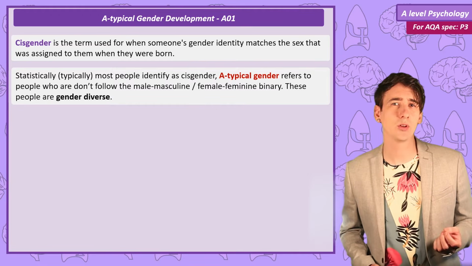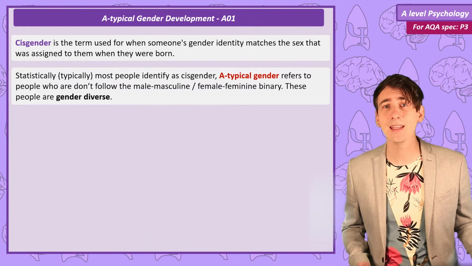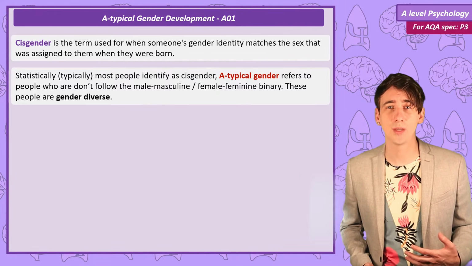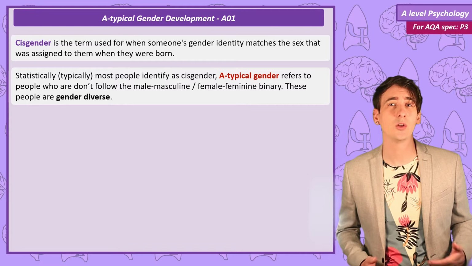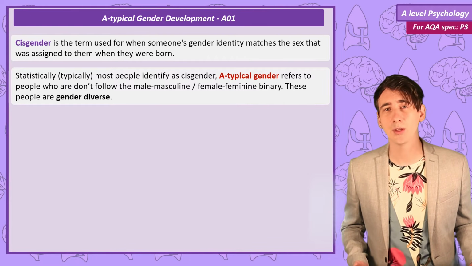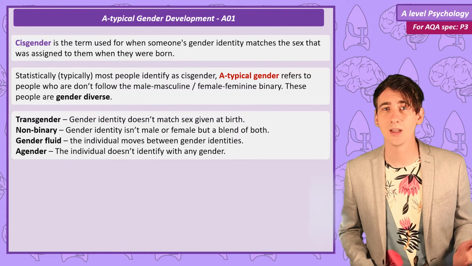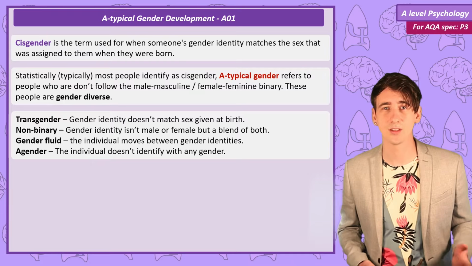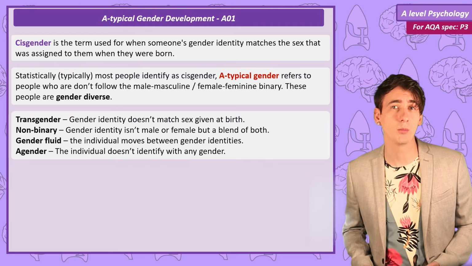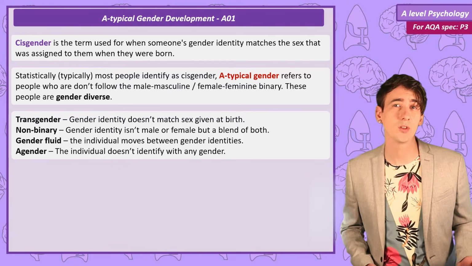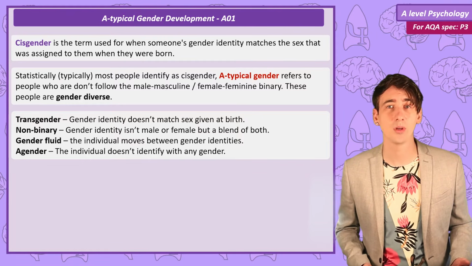So the term atypical is simply used to define a group that's in the minority. Atypical gender is any individual whose gender identity doesn't follow the typical male equals masculine, female equals feminine pattern. Now, this obviously will include a wide range of experiences, and the term gender diverse is helpful here. Some more precise examples are transgender. This is when gender identity doesn't match the sex assigned at birth. Non-binary, which means their gender identity isn't male or female, but a blend of the two. Gender fluid, which is when the individual switches between gender identities, and agender, when someone doesn't identify with any gender.